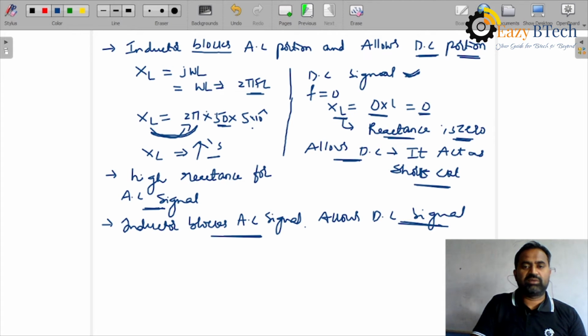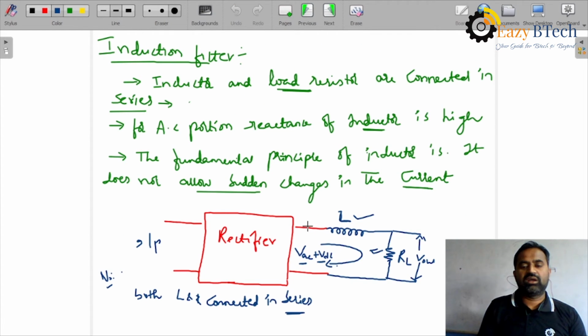Now you can see in the previous lecture, whatever is the output of the rectifier, we are having an AC portion and a DC portion. Now this inductor will block the AC, and whatever the DC portion is there, it allows DC, and the full DC will appear across the RL. That is why.